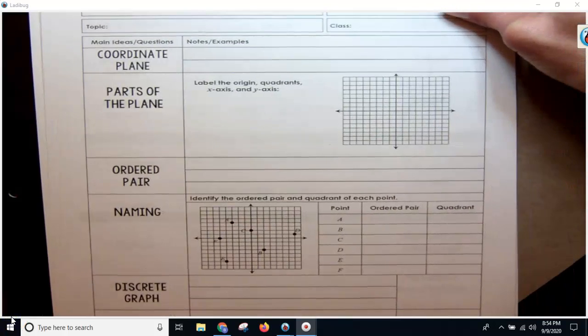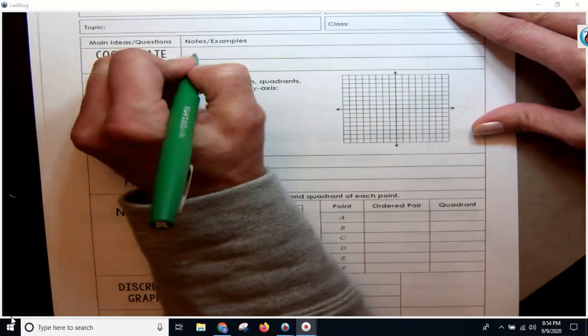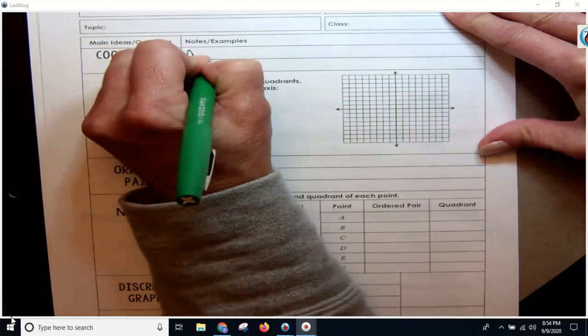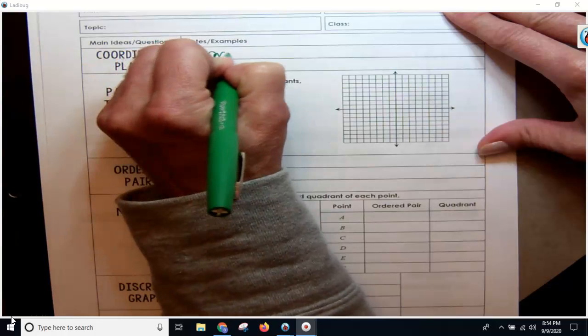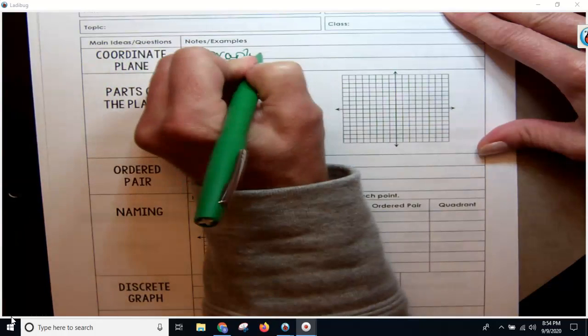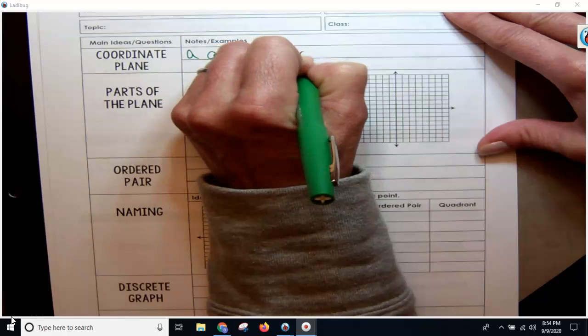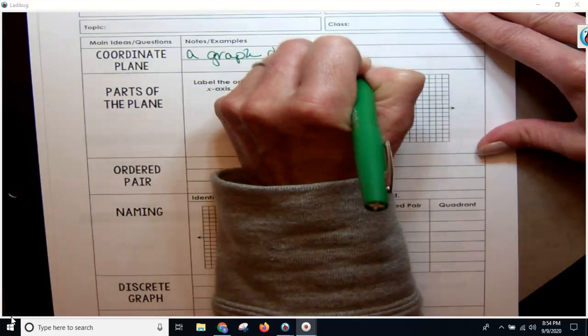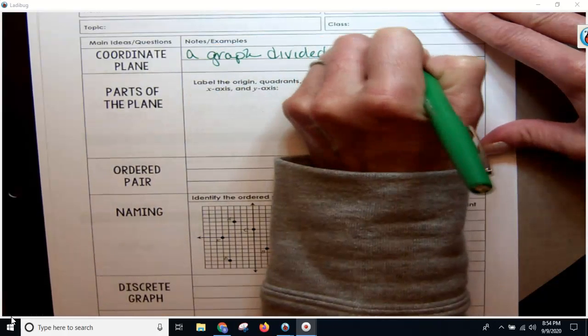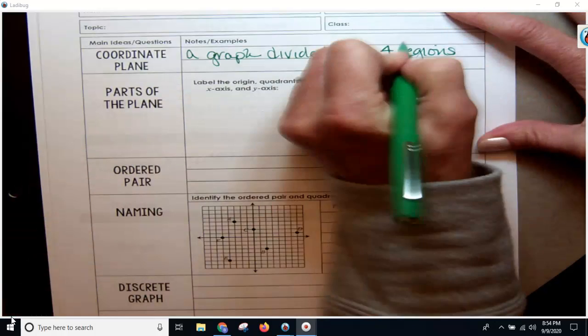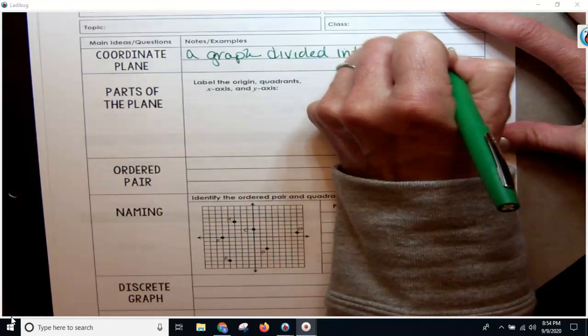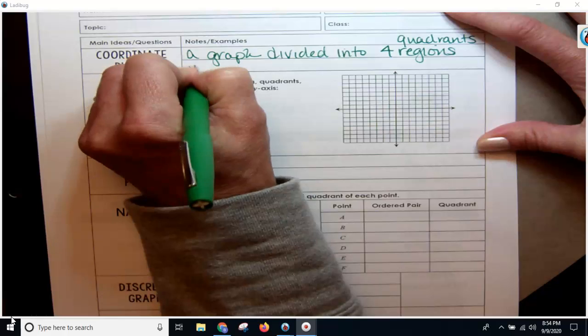So as we talked about, the coordinate plane is basically a graph divided into 4 regions, or quadrants, used for graphing.